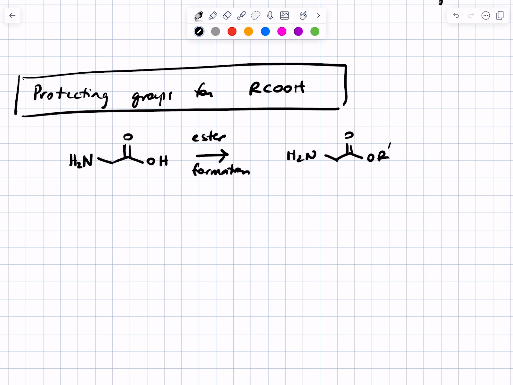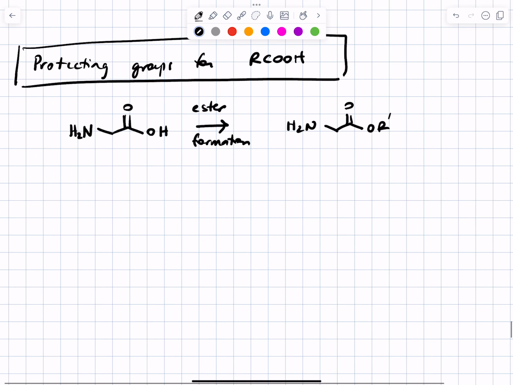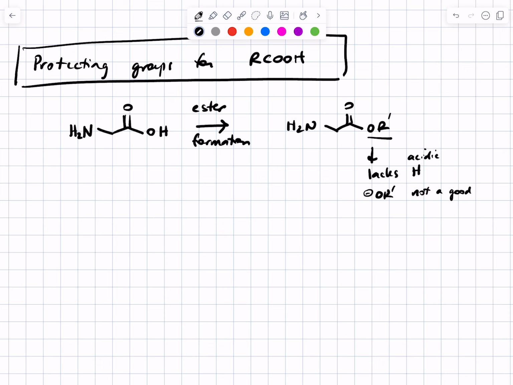So here's an example of an ester. The ester is a good protecting group because it lacks the acidic proton. And in particular, if OR minus is not a good leaving group, it is not really reactive to nucleophilic acyl substitution. We don't want, when the protecting group is on, we don't want the carbonyl carbon to be an electrophile.